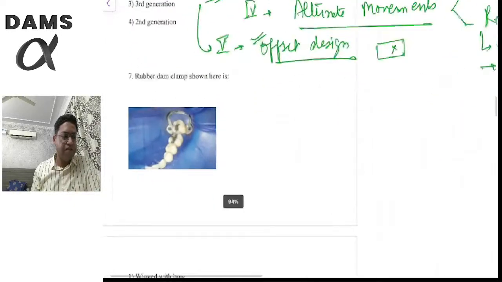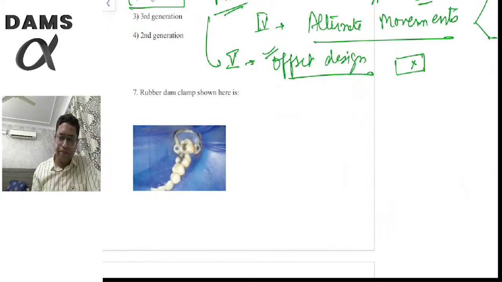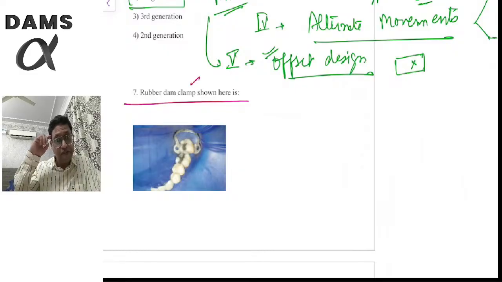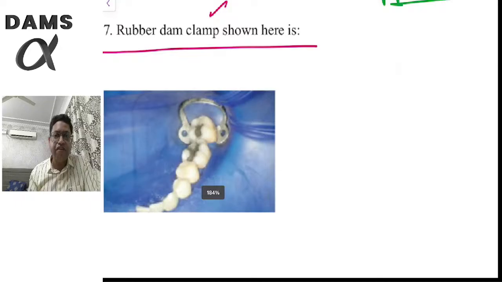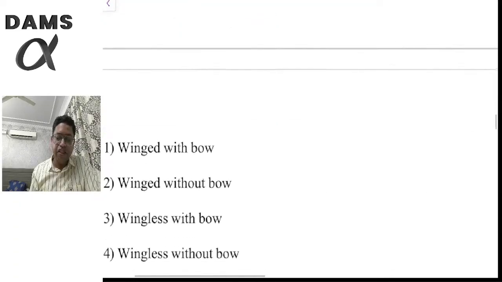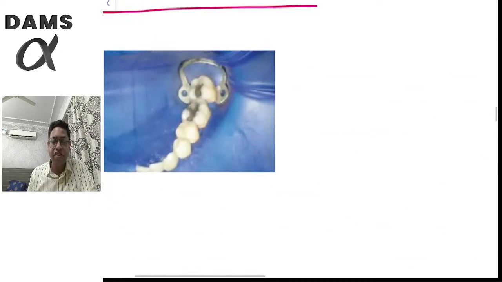Coming over to question number 7. The rubber dam clamp shown here, what is the type of rubber dam clamp that is shown in this picture? I would enlarge the picture for you guys, and you can see there's a bow, two jaws, etc. Options are: winged with bow, winged without bow, wingless with bow, or wingless without bow. I think it should be easy to answer.